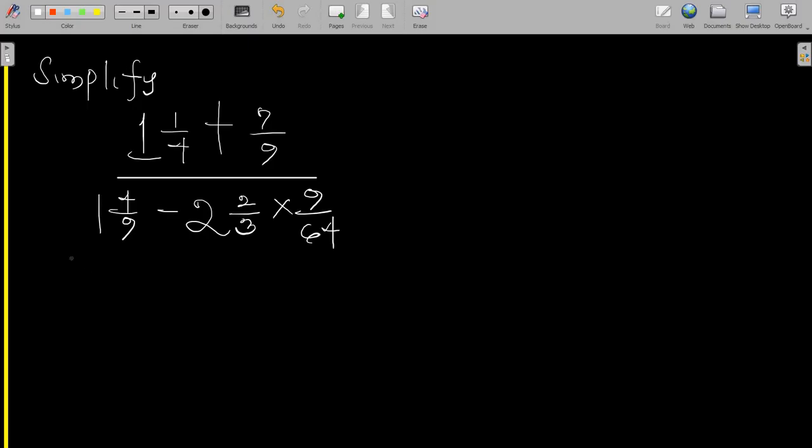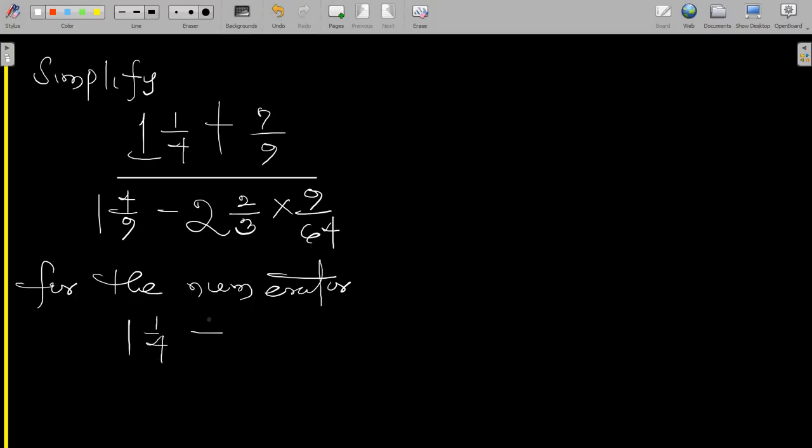So I will just say 4 the numerator. So what do we have here? We have 1 whole number 1/4 plus 7/9. So we need to convert these to improper fractions. So we have 4 times 1, 4 plus 1, we have 5 over 4. Then this is plus 7 over 9.